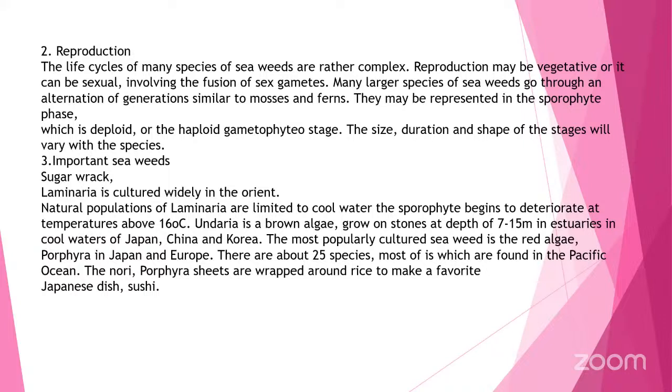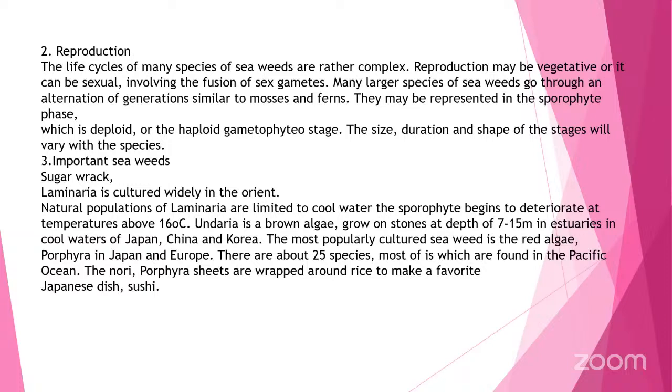What are the important seaweeds? Sugar kelp, Laminaria, is cultured widely in the Orient. Natural populations of Laminaria are limited to cool water. The sporophyte begins to deteriorate at temperatures above 60 degrees centigrade. Undaria is a brown algae grown on stones at a depth of 7 to 15 meters in estuaries in cool waters of Japan, China, and Korea.